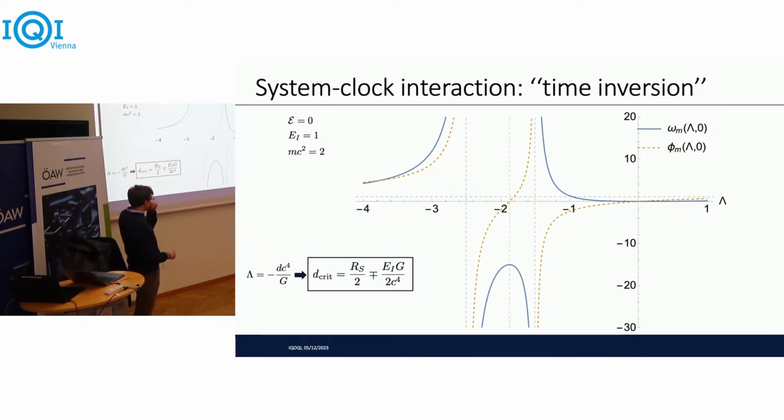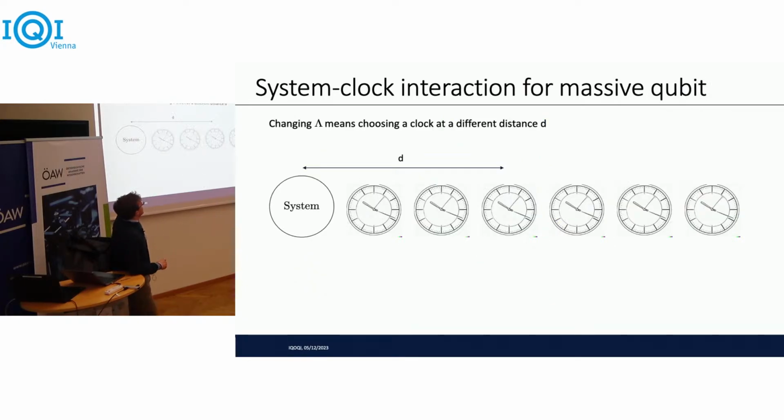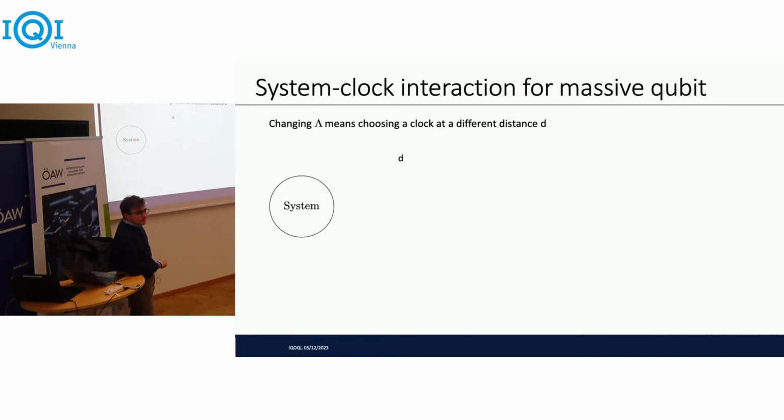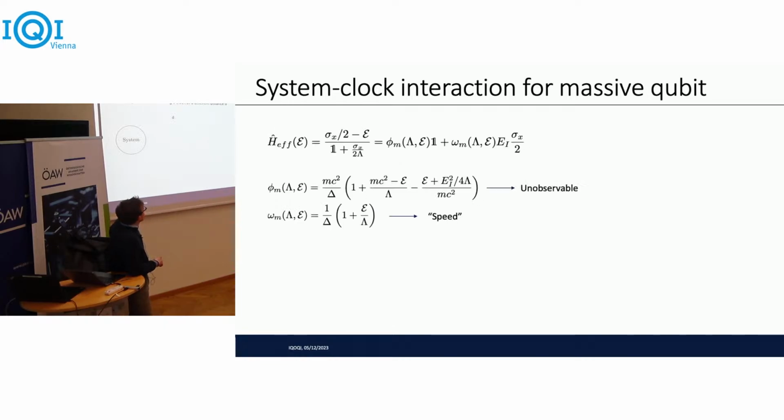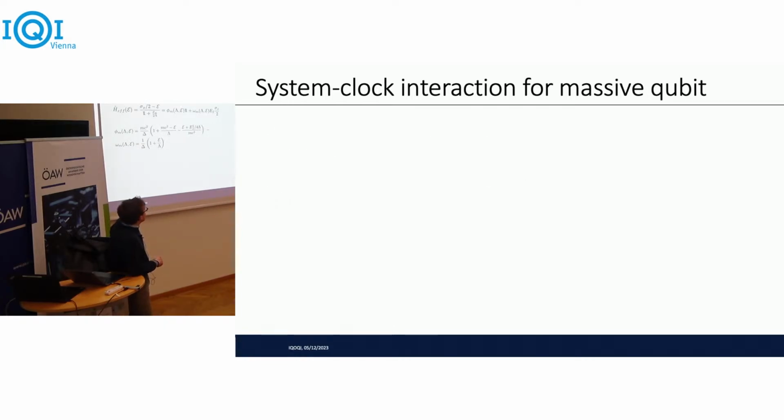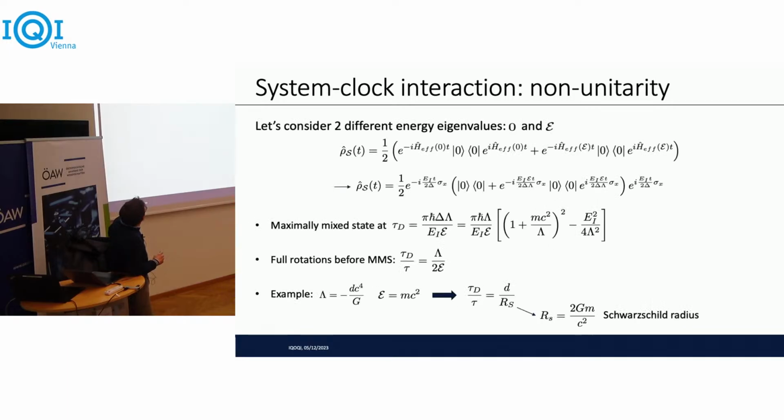Yeah, that's a good question. It seems that all the information is still encoded, even in this non-unitary evolution. Yes. But I don't know, because it looks weird that you start with a pure state, and then you lose all the coherences.